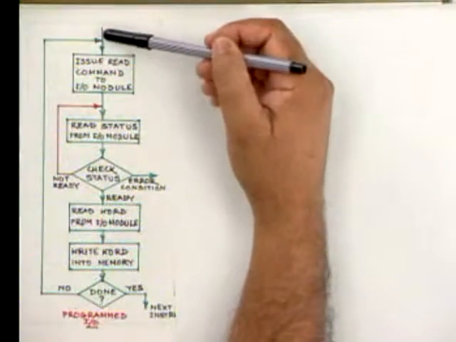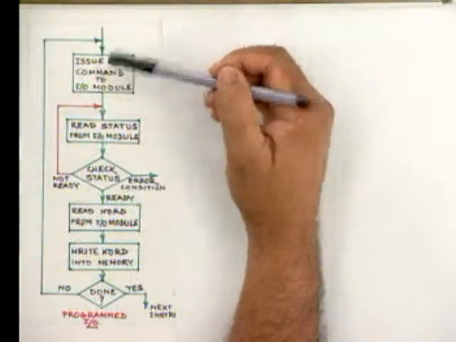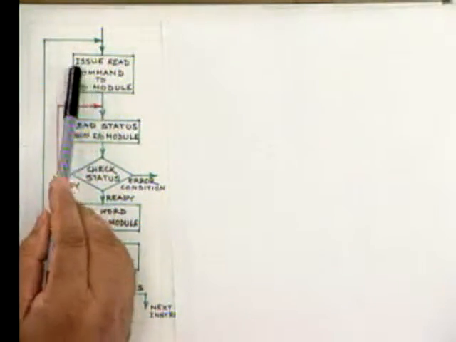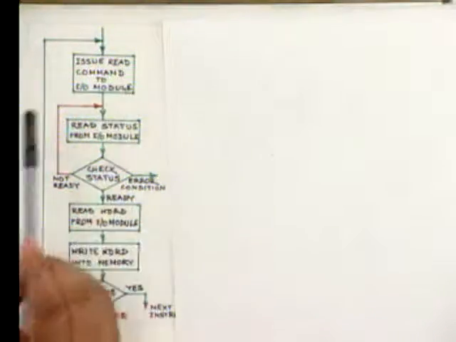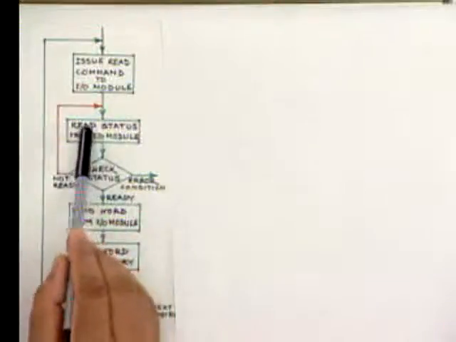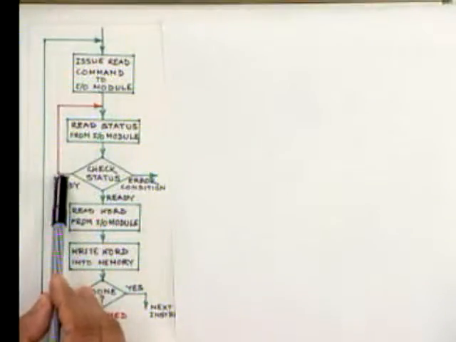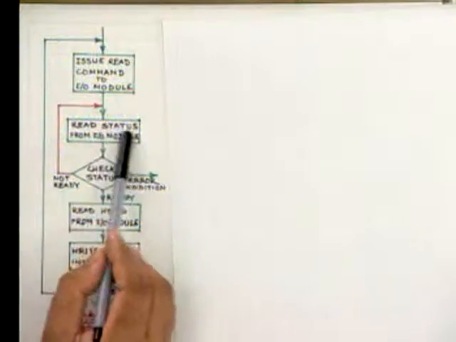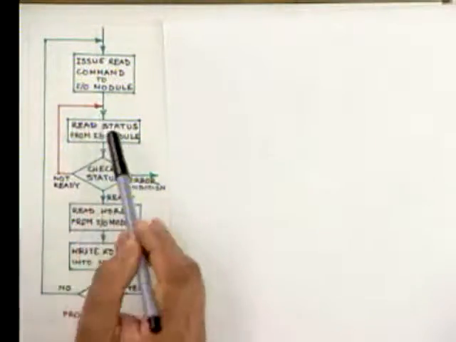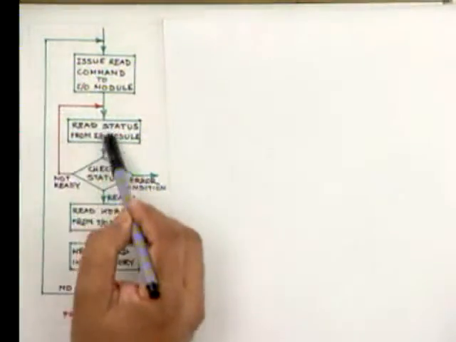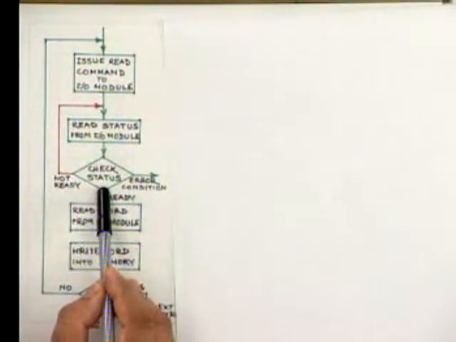Say we want to, by programmed IO, read a block of data. The CPU first will issue a read command to the IO module by putting that command bit 1. Then it will read the status from the IO module by reading the status bit, whether it has turned out to be 1 or not. If it is not ready, then it goes back over to here and reads the status once more. That means it remains in a very tight wait loop till it finds that data is ready.